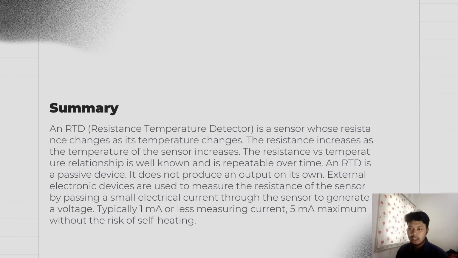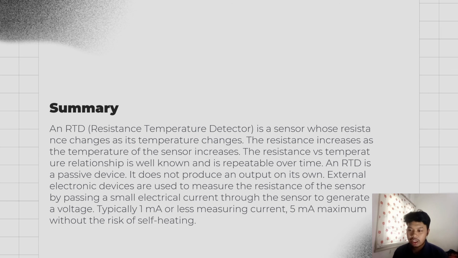The summary is that an RTD, or resistance temperature detector, is a sensor whose resistance changes as its temperature changes. The resistance increases as the temperature of the sensor increases. The resistance versus temperature relationship is well known and is repeatable over time. An RTD is a passive device and it does not produce an output on its own.